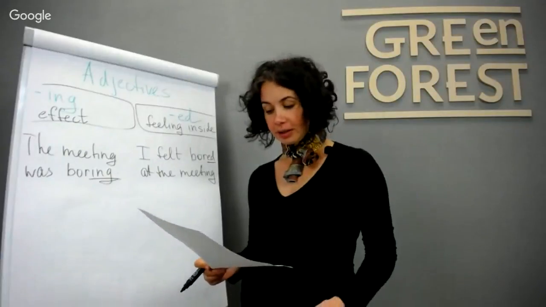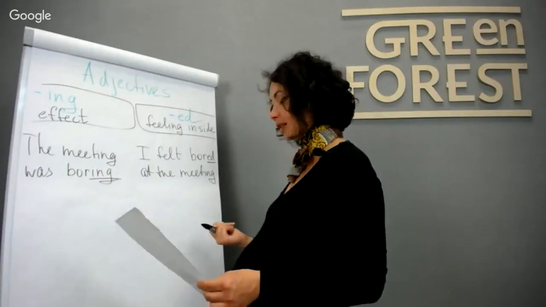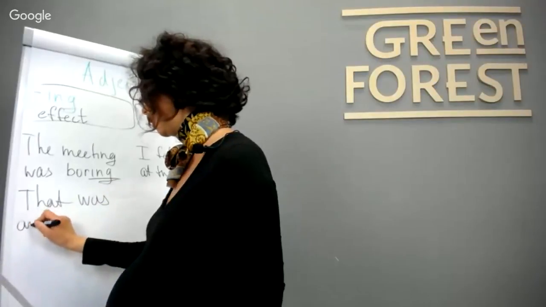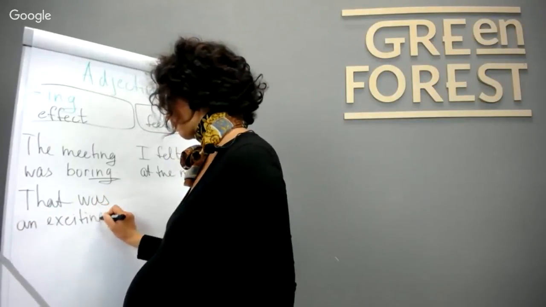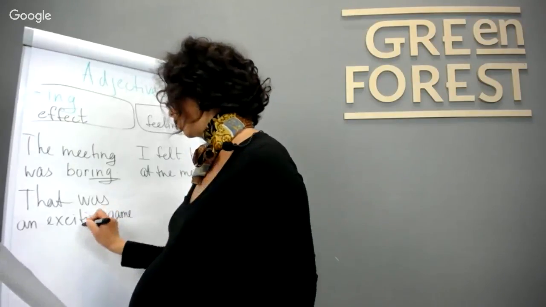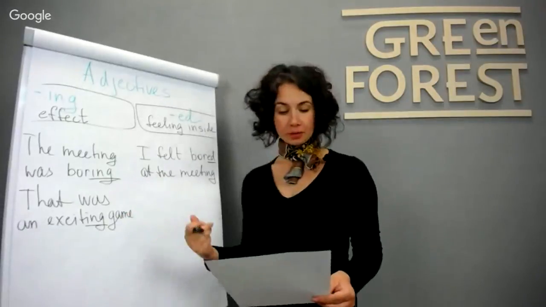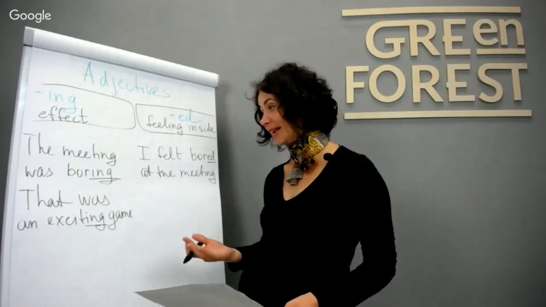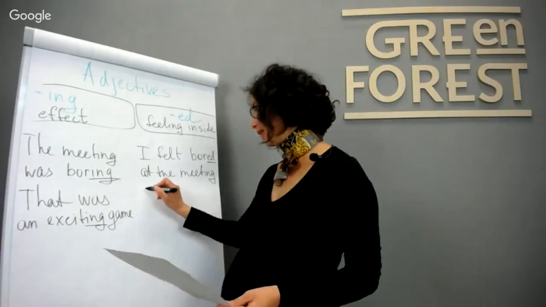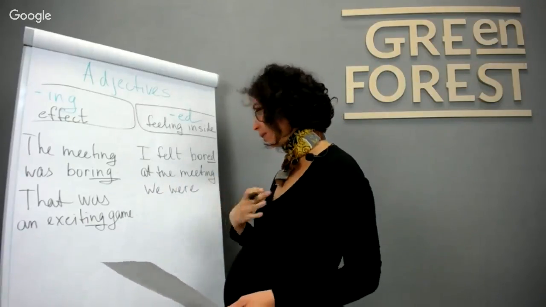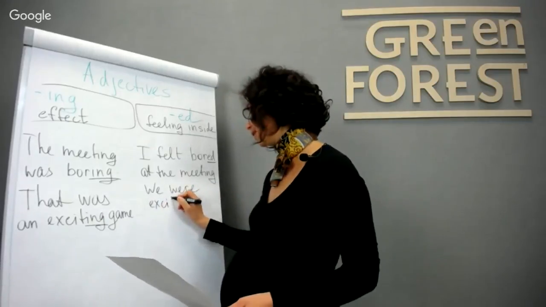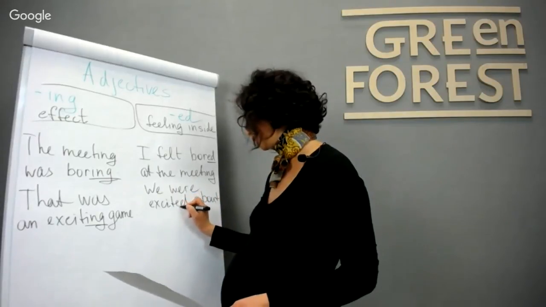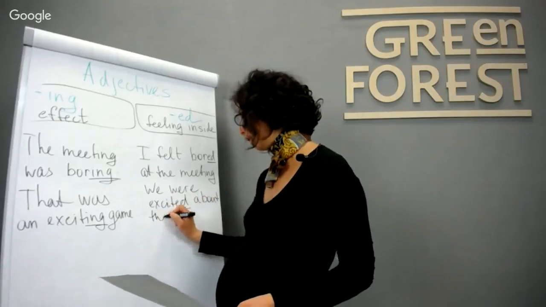So this is the rule for the -ing ending and this is the rule for the -ed ending. I will write you one or two more examples so that you understand the difference better. For example, that was an exciting game. We have here exciting, so we describe the fact of this game, the situation, the game itself. Or we can say we were, our feelings, excited about the game.